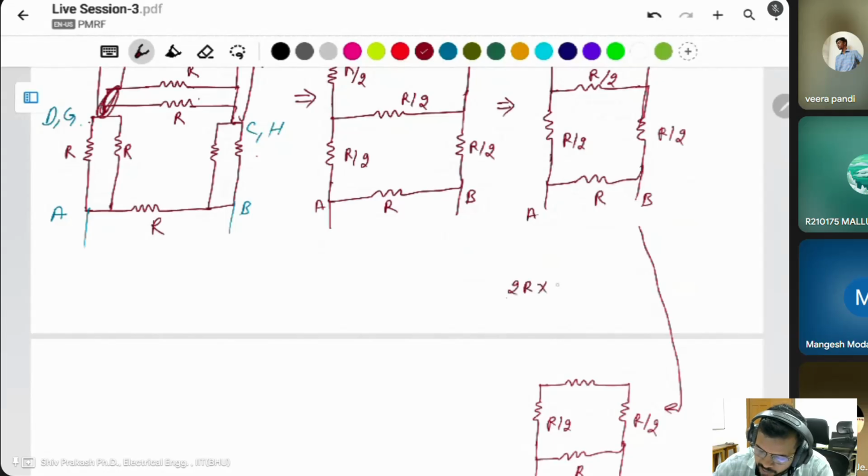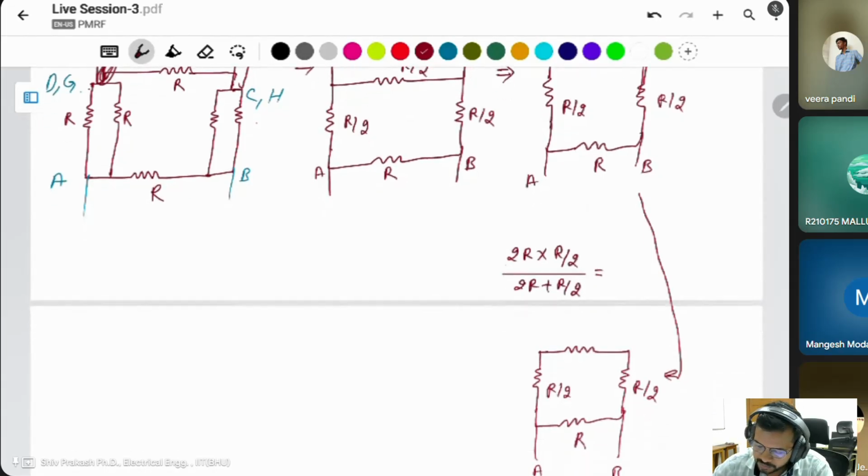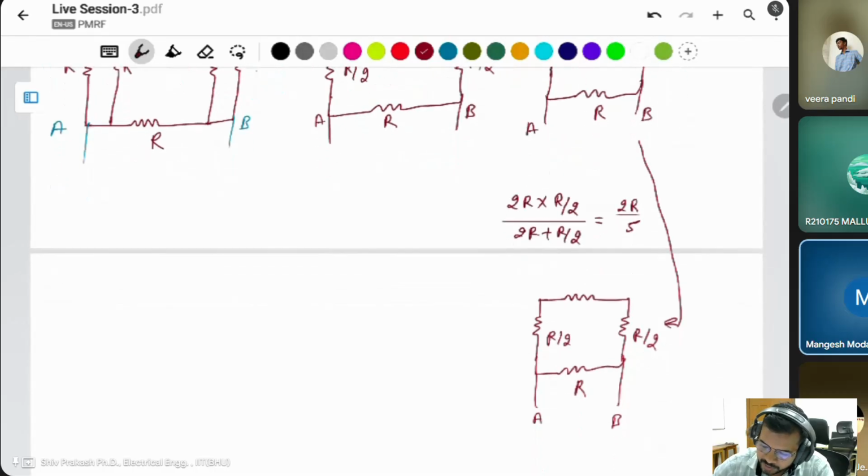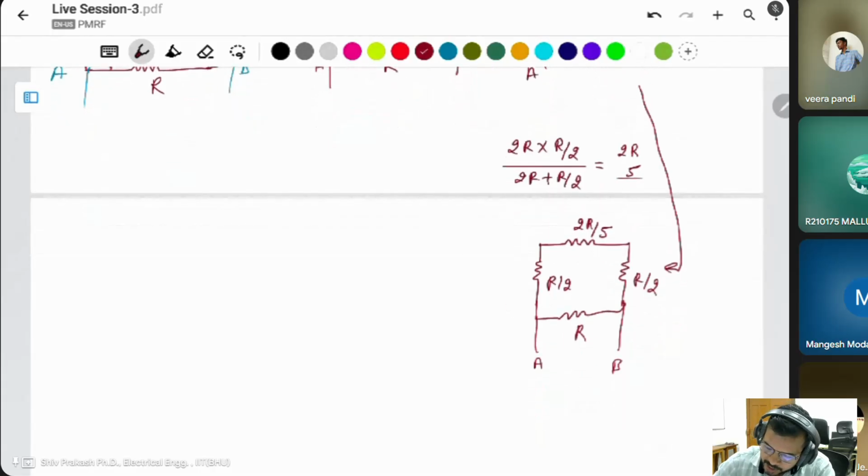2R into R by 2 divided by 2R plus R by 2. This will be 2R by 5. Then after, these 3 are connected in series to this parallel combination. This will be R, A, B.